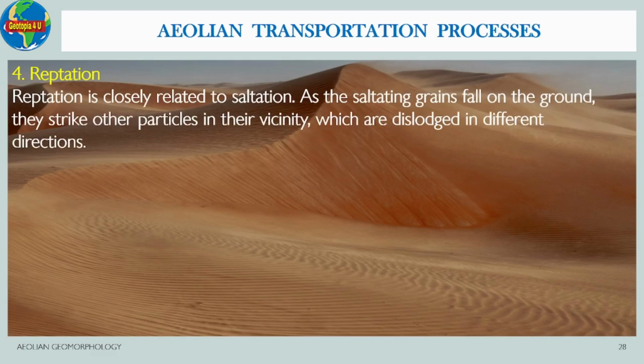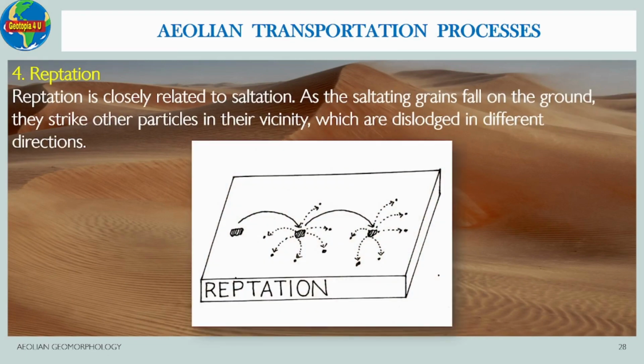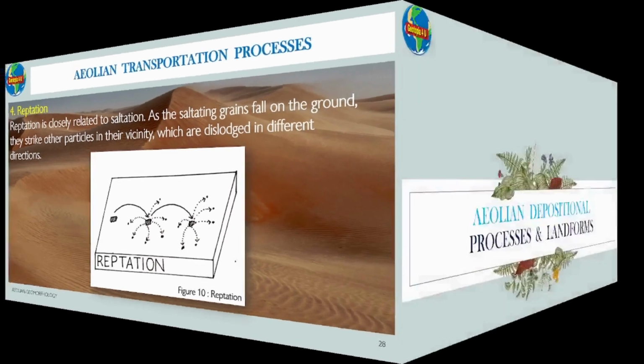Number 4. Reptation. Reptation is closely related to saltation. As the saltating grains fall on the ground, they strike other particles in their vicinity, which are dislodged in different directions. In this figure, you can notice how reptation takes place.